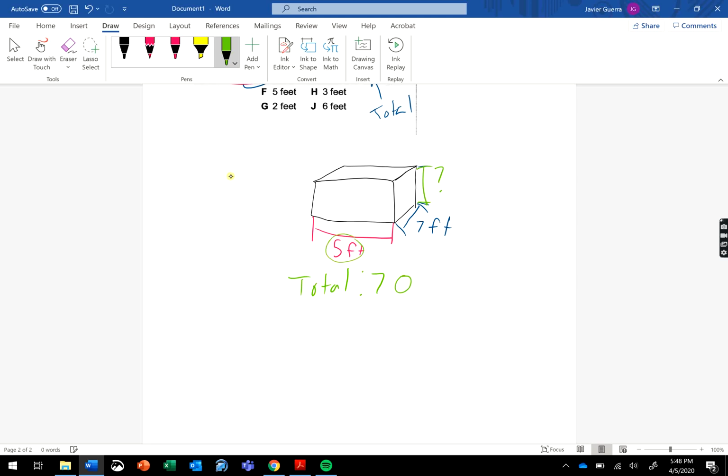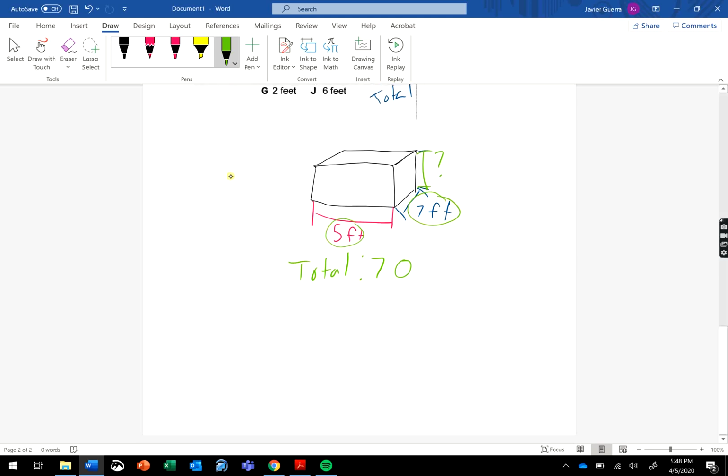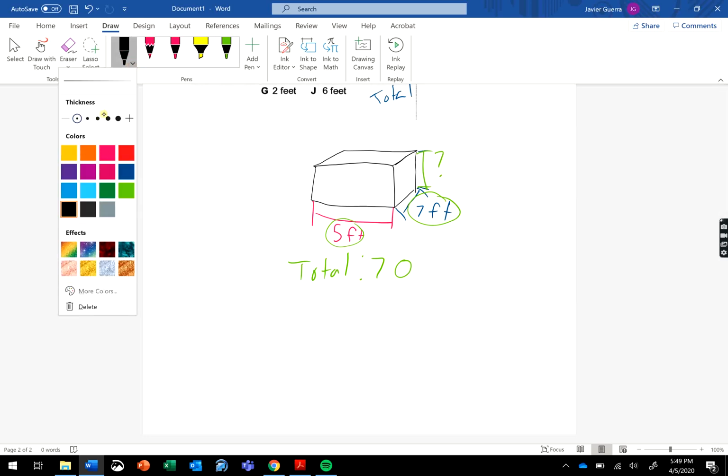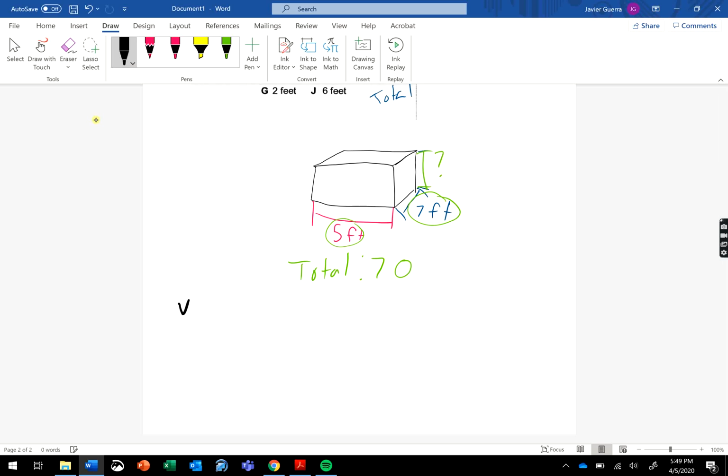All right. So what I can do right now is I can solve 5 and 7. I can combine these. I can use my formula for volume. What is the formula for volume again? Volume equals length times width times height. There we go. So we know our length. Our length is 5. Our width is 7 times the missing part. So let me solve 5 times 7. What is 5 times 7? 35.